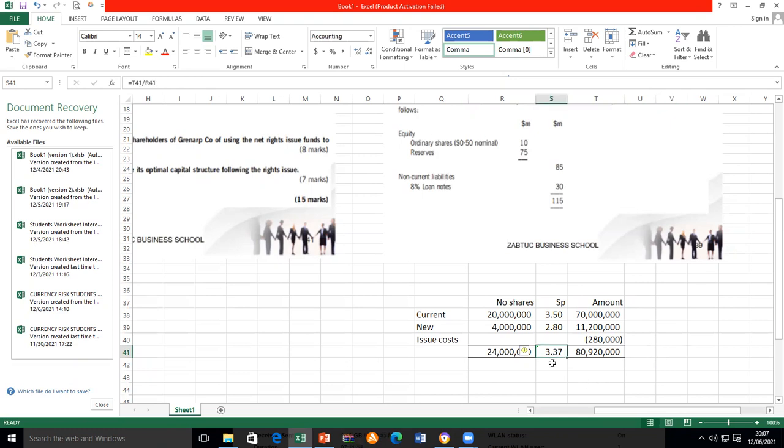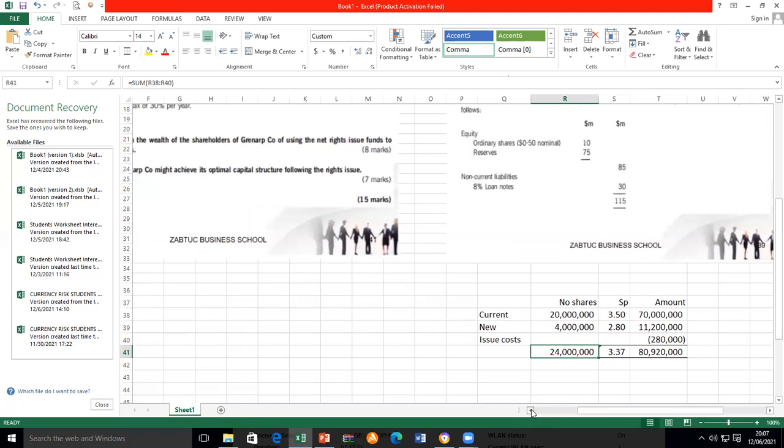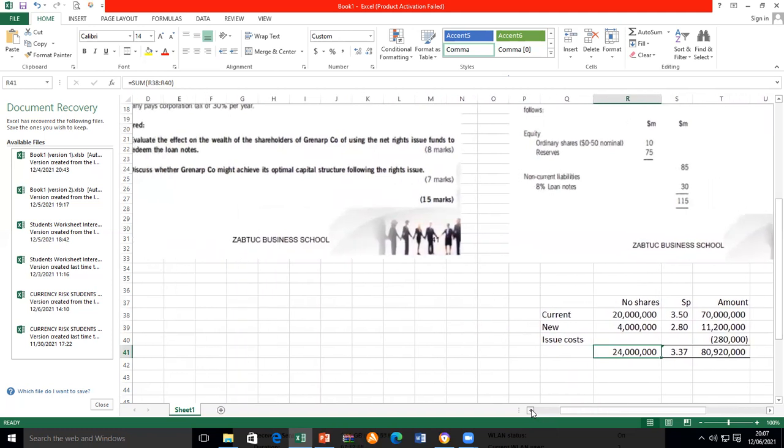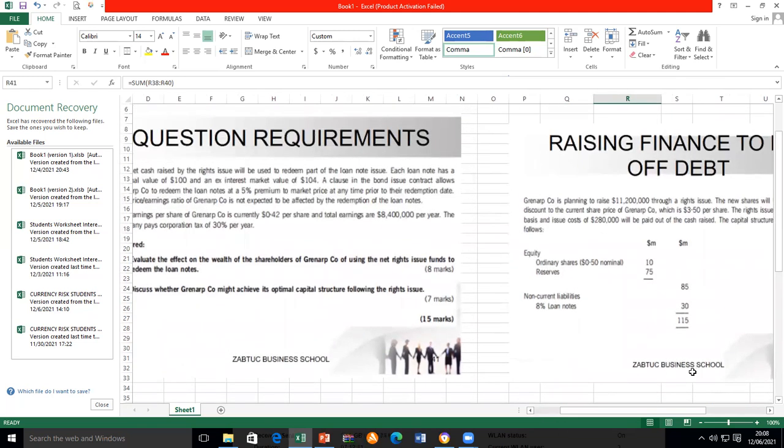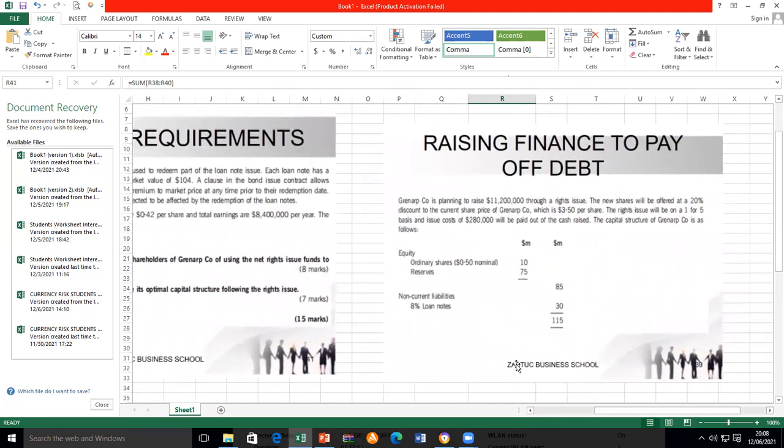The theoretical ex-rights price is that amount divided by that amount. So that is your step number one. Step number two now, let us pay off the loans. Let's look at our loan. How much loan do we have? Your loan is here. It's 30 million.